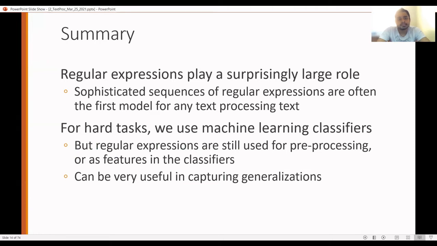Thus, as a summary, regular expressions play a surprisingly large role. Sophisticated sequences of regular expressions are often the first model for any text processing system. For hard tasks, we use machine learning classifiers, but regular expressions are still used for pre-processing or as features in the classifiers. They can be very useful in capturing generalization.